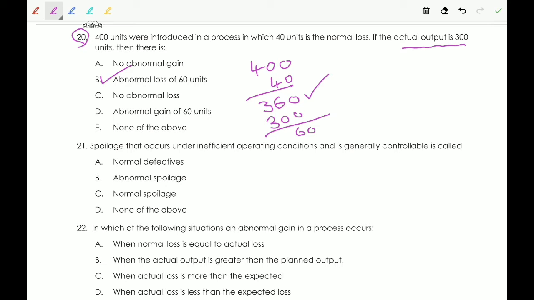21. A spoilage that occurs under inefficient operating conditions and is generally controllable is called what? Inefficient operating conditions, so these are generally controllable. That means abnormal. So it is abnormal spoilage.